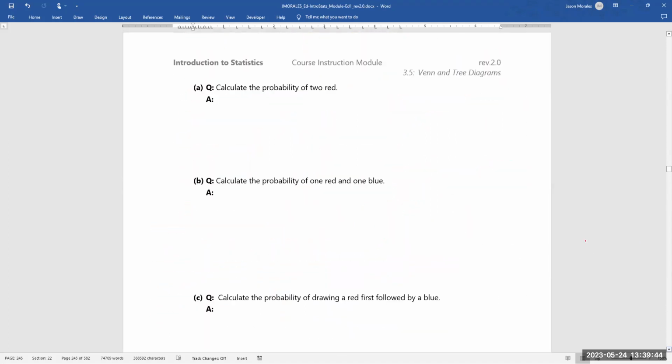So I've created space on the next page to fully calculate this out. So calculate the probability of 2 red. So we've got the probability of red intersect red is 9 out of 121. You put that into your calculator, you're going to get 0.0744 rounded to 4 decimal places. Convert that to a percentage by moving the decimal place over 2, and that's going to be 7.44%.